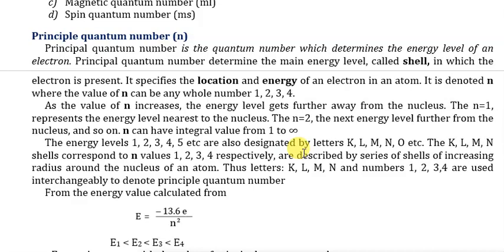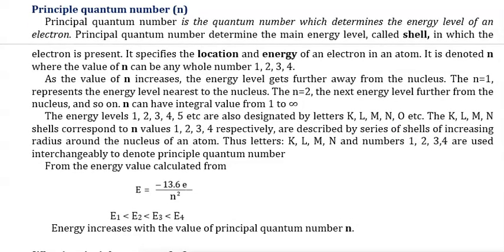And these are described as a series of shells of increasing radius around the nucleus of an atom. Thus, the letters K, L, M, N and the numbers 1, 2, 3, 4 are used interchangeably to denote the principal quantum number in an atom. Because we have said the principal quantum number determines the energy level of an electron.